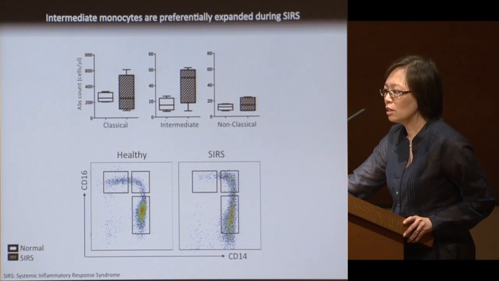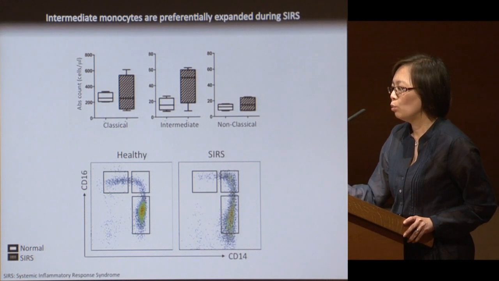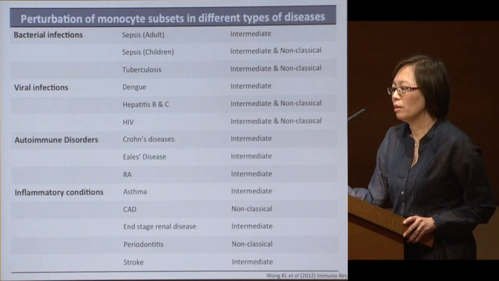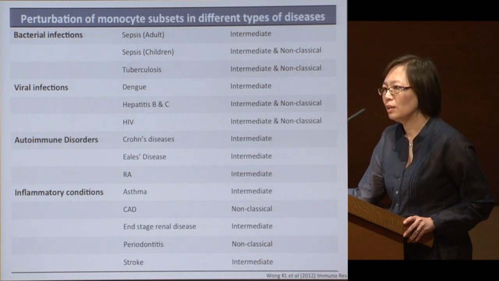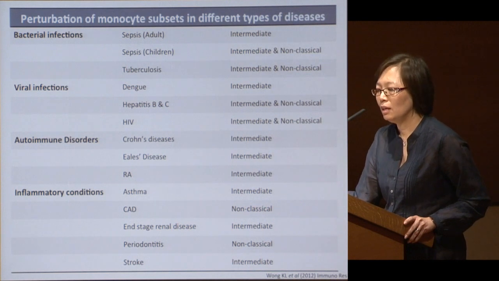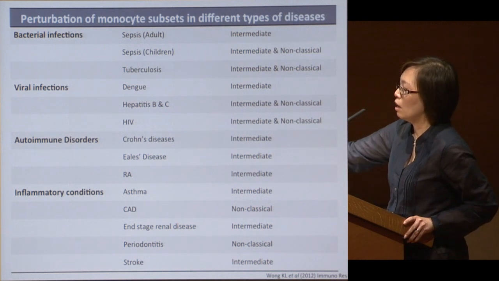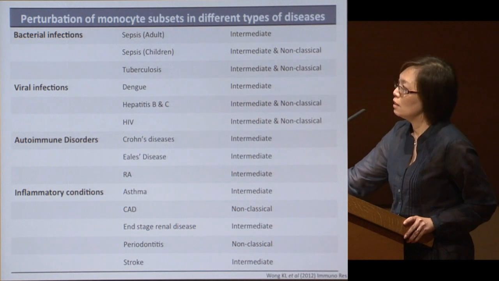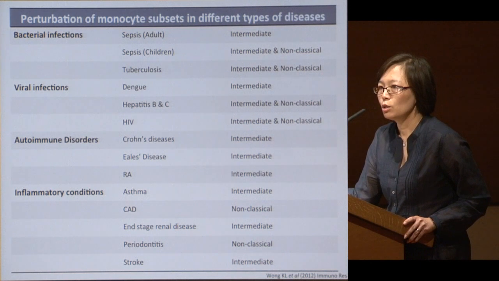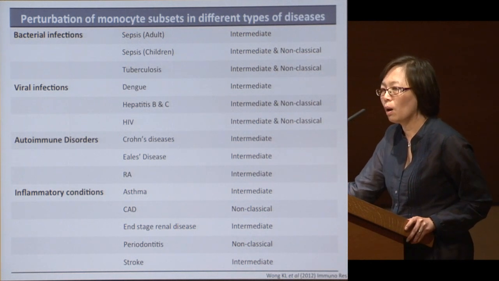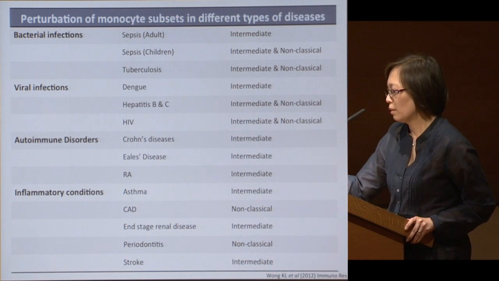And this is not only described for SIRS. In fact, doing a thorough analysis of some of the diseases that have been described by others, whereby they showed that CD16 positive monocytes are expanded in this range of diseases, looking at those papers more carefully, it pointed mainly to the intermediate population being expanded. So these indicate that this population is probably playing an important role during disease, but whether it's playing a protective role or a pathogenic role is unknown, which needs further investigation.